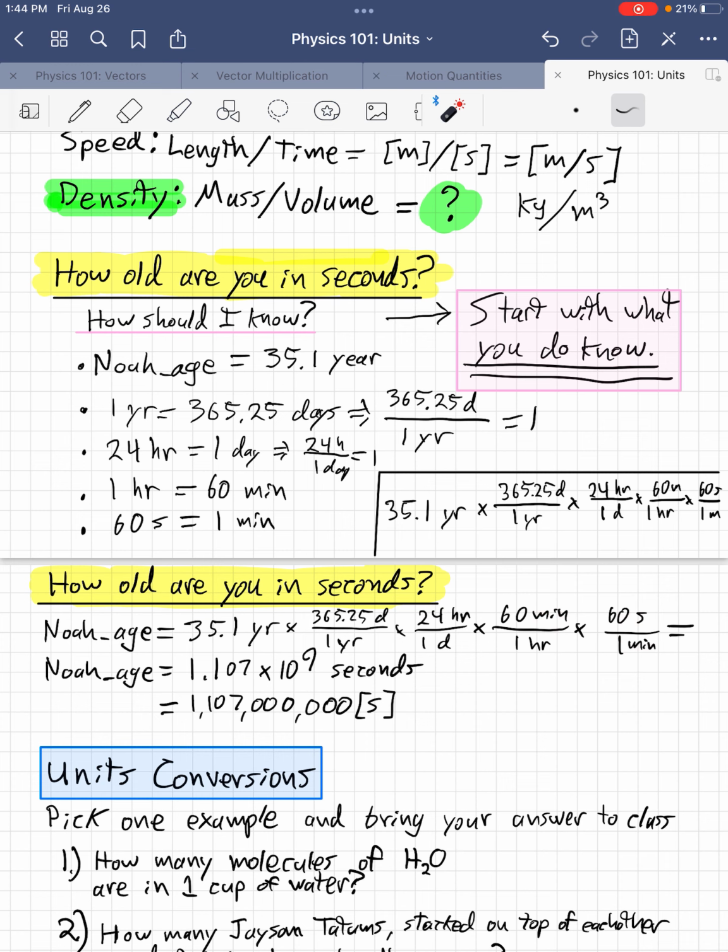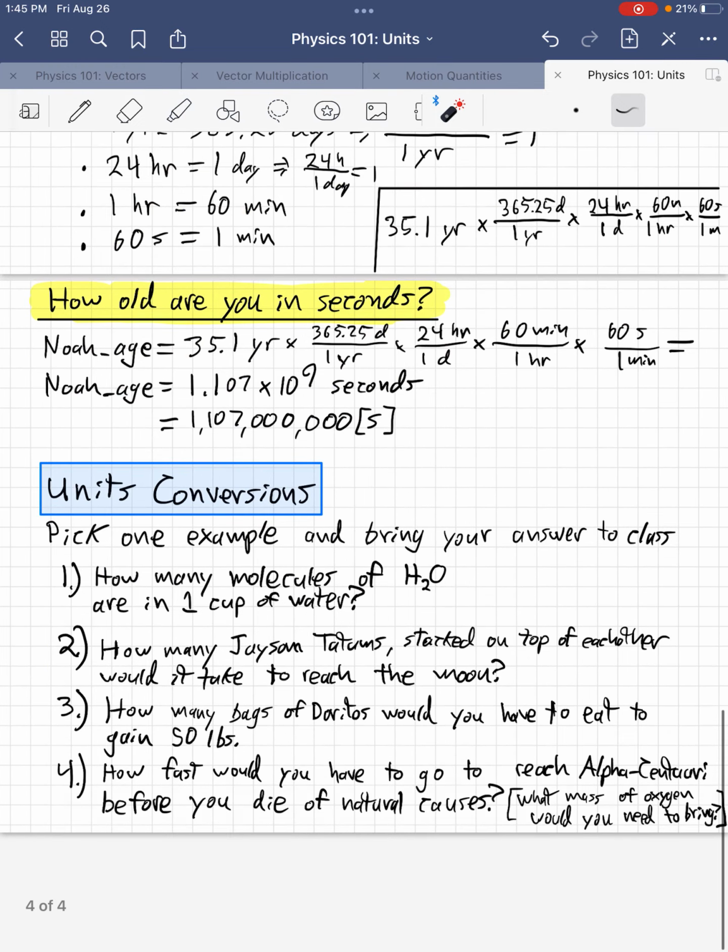So it turns out when you do all the math that I'm about 1.107 times 10 to the 9 seconds. So for those of you keeping track from home, that is about 1.1 billion seconds. So I'm 1 billion seconds old. So you're probably maybe 500 million seconds old. And don't worry, you'll get there. One day you'll be 1 billion too.